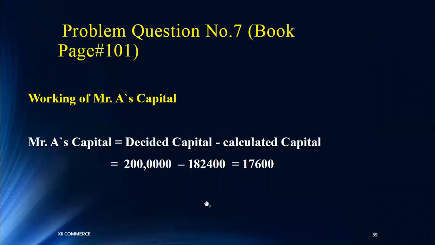Next, I proceed. Yes, this is Mr. A's capital: decided capital minus calculated capital. Here we have 200,000, the calculated capital is given, and you will get the missing value.